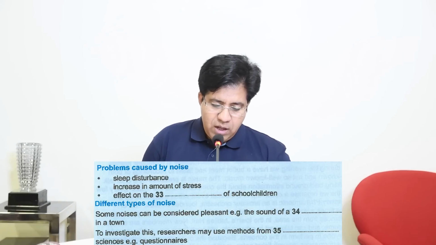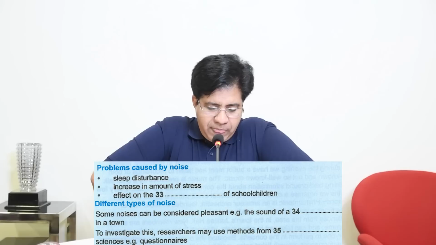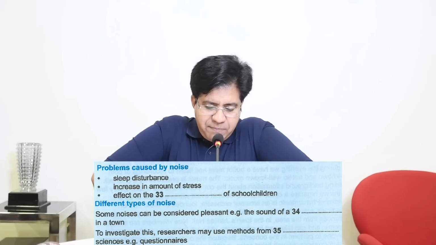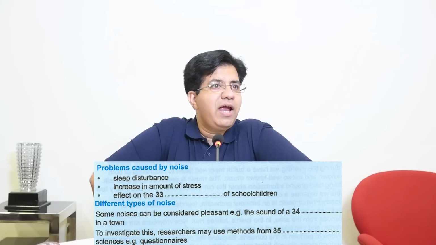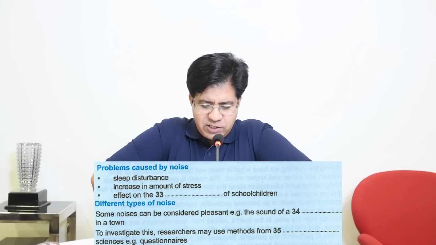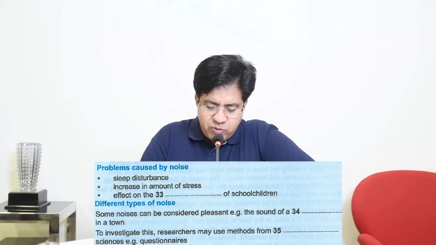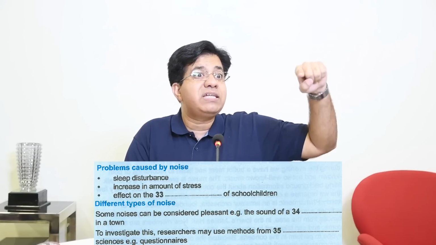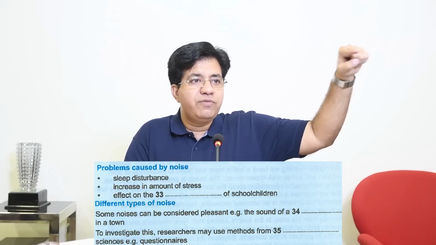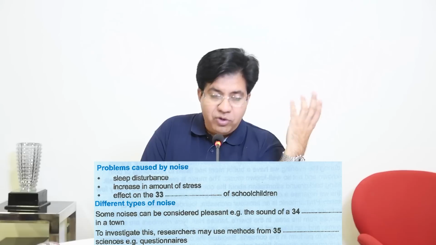Let's go on. Different types of noise. Some noises can be considered pleasant. For example, you go to the garden and hear the loud chirping of a bird, right? That noise is pleasant. And they've used the word EG. For EG, before that, they use the word such as, or they can use the word for example. The sound of a dash.